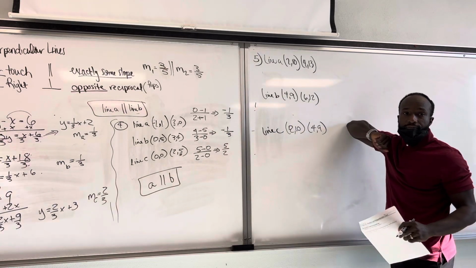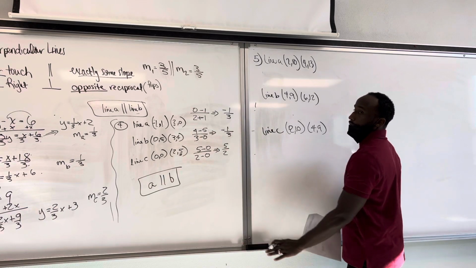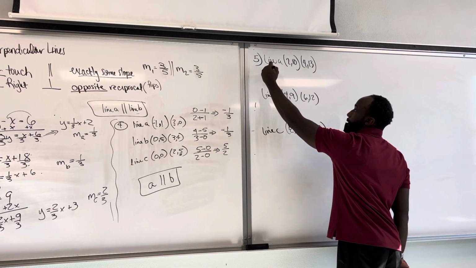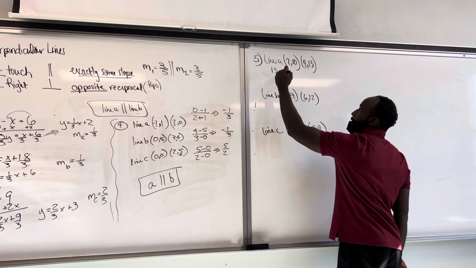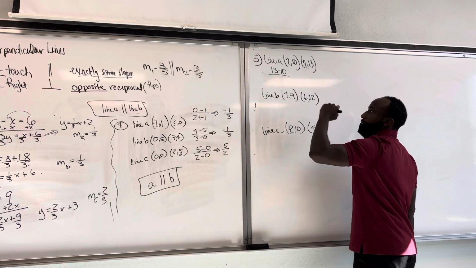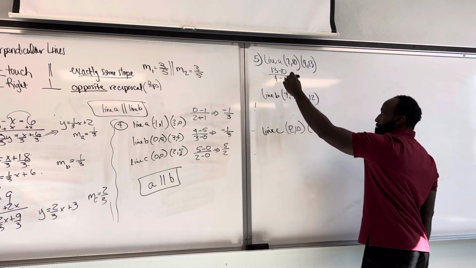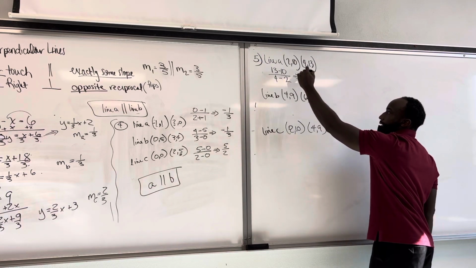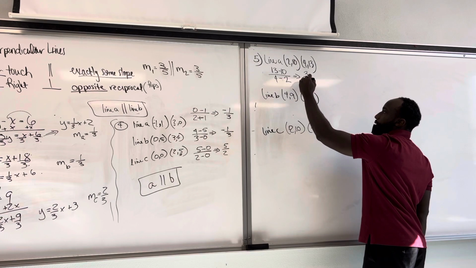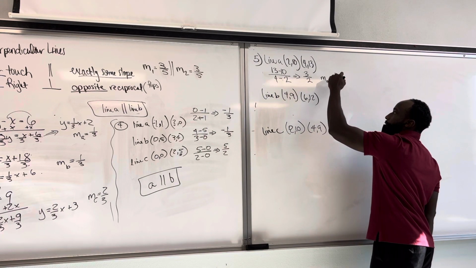How am I going to set up this first one? Y2 minus Y1. What's Y2? 13. Minus Y1? 10. What's X2? 4. Minus what? 2. Good. Do the math. 13 minus 10, 3. And then 4 minus 2, 2. So M of A is 3 over 2.